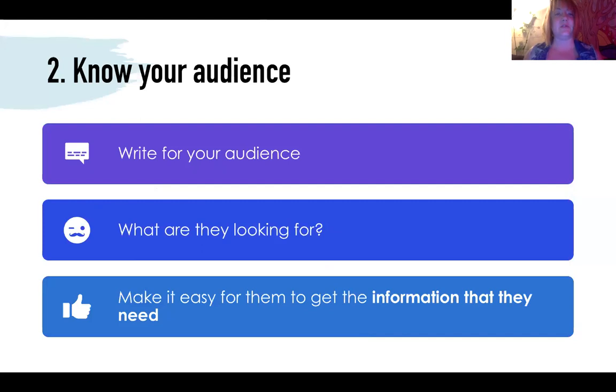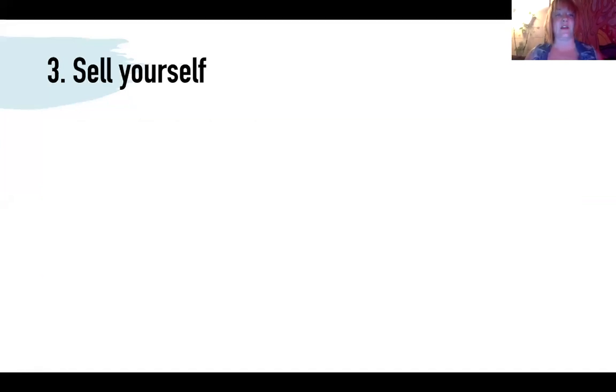Okay, tip number 2, know your audience. So you really want to write for your audience and know what they're looking for. So I like to imagine the reviewers trying to find the perfect GRFP candidate and write for them and make it easy for them to get the information they need to decide that you are the best candidate for this.